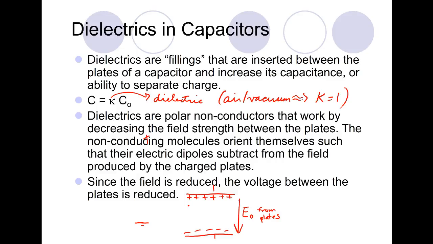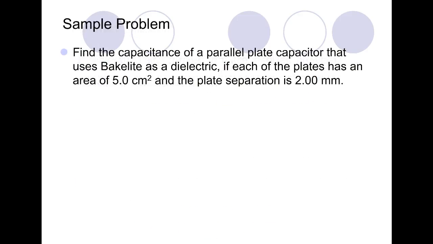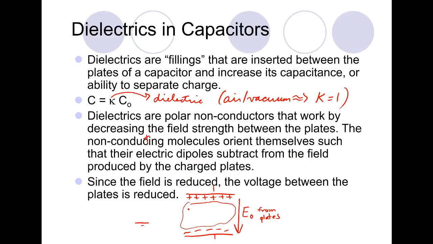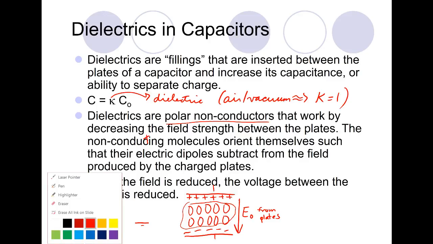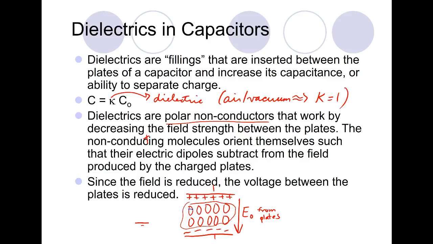But inside, we put our dielectric, and the dielectric acts as a polar non-conductor. So it's going to separate by induction slightly. If I draw a couple of molecules, I don't have to draw all of them, but I can draw some of the molecules in the dielectric. What's going to happen is that they are going to polarize such that they have negative at their top and positive at their bottom.